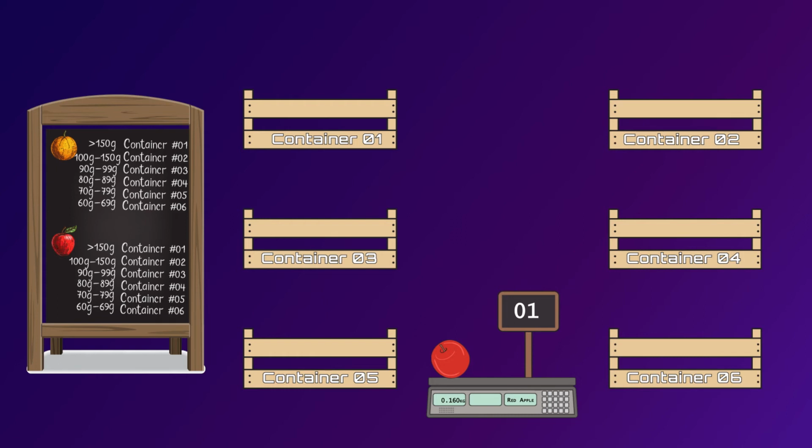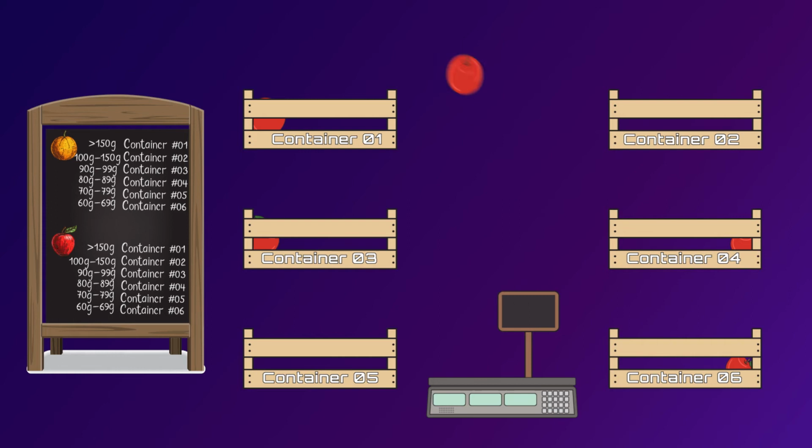The scale then determines, based on the board next to it, that an apple with a weight of 160 grams should go into container 1. Off it goes. Another apple appears, and it's weighed by the scale, same as the first apple. It's 60 grams, and its hashed value means that it'll go to container 6. And off it goes. Another apple appears. It's 94 grams, and it's going to go to container 1, based on the hash that it calculated. One more. It's 83 grams, and it's going to go to container 4.